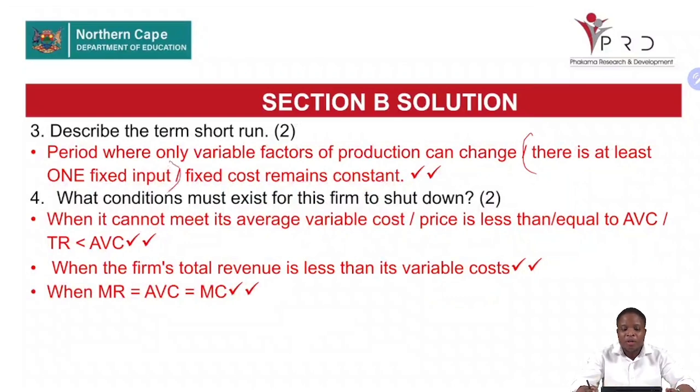A long run means all the factors of production are variable. In a long run, all the factors of production are variable. In a short run, we have at least one fixed cost.